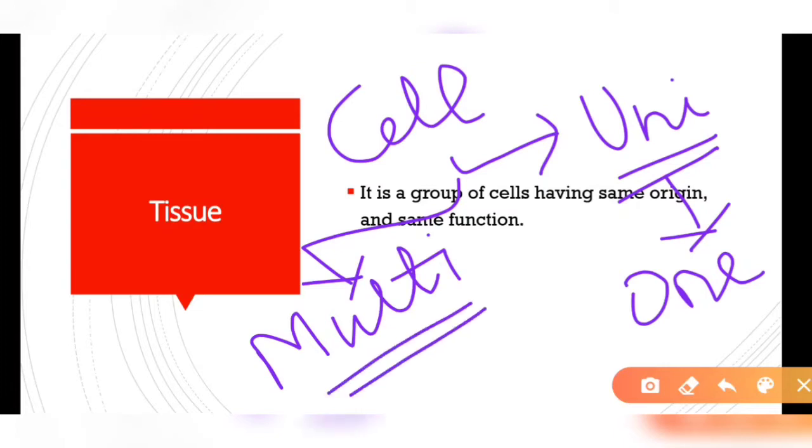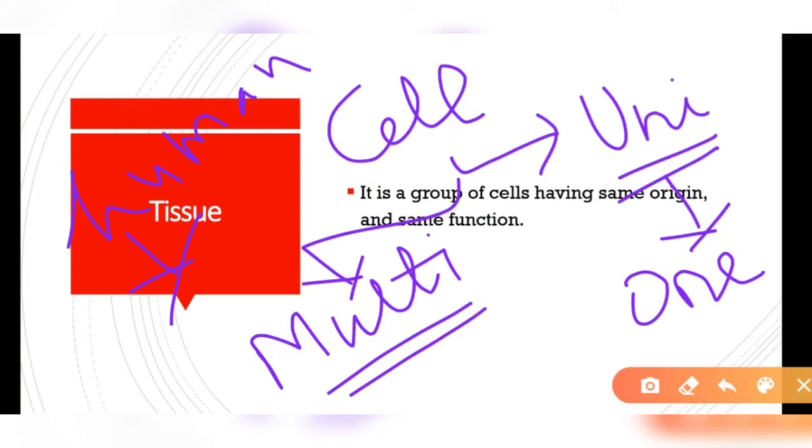But in a multicellular organism there are millions of cells which perform different functions together, different types of cells performing different kinds of functions. For example, in humans you have a respiratory system in which you have different kinds of cells. Then you have the excretory system in which different kinds of cells are involved.